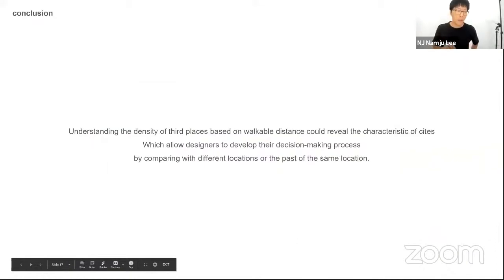So actually, as a conclusion, understanding the density of third places based on walkable distance could reveal the characteristics of a city, which allows designers to improve the decision-making process by comparing different locations or the past of the same location. That's it. Thank you.